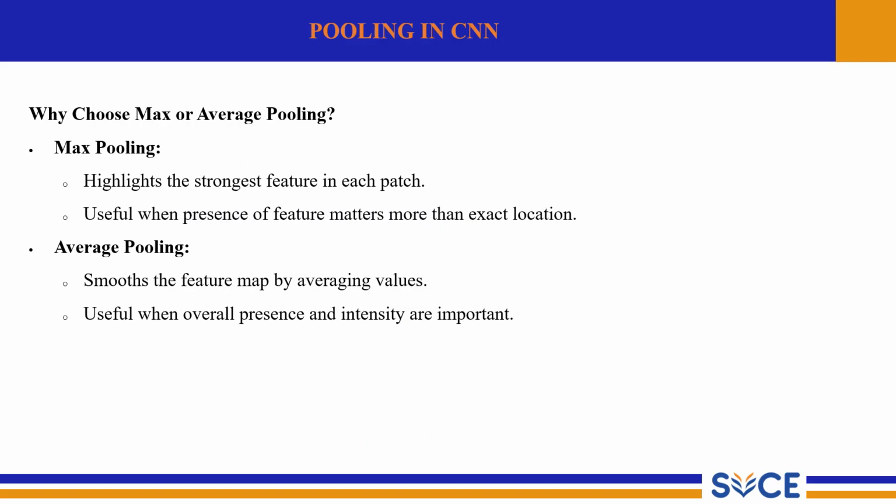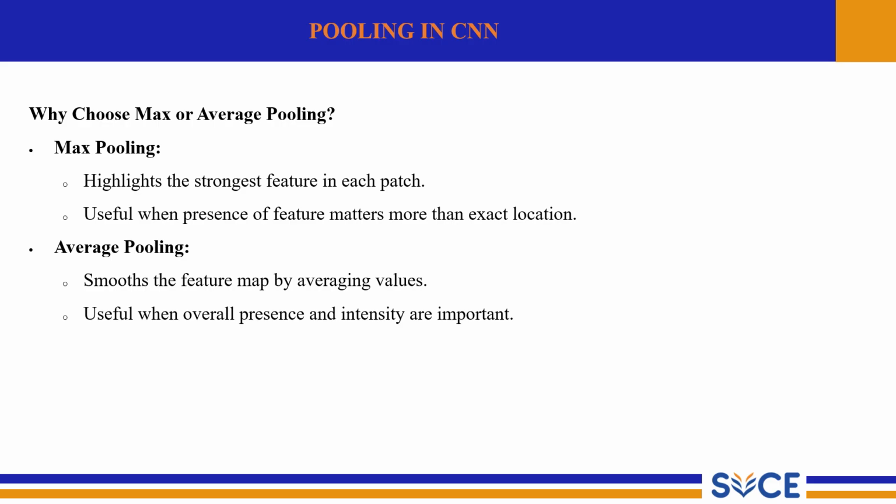Why choose max or average pooling? Pooling helps CNN to reduce the size of the feature map and focus on important information, but the type of pooling you choose can change what features are emphasized. There are two main types. First one is max pooling, and the second one is average pooling.